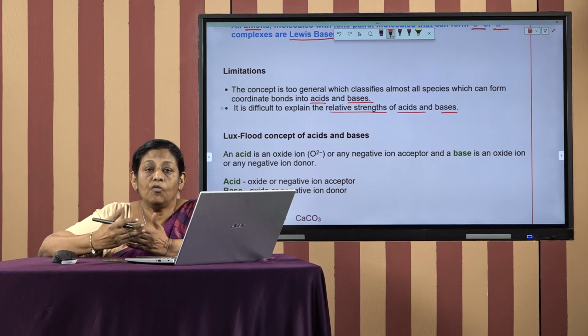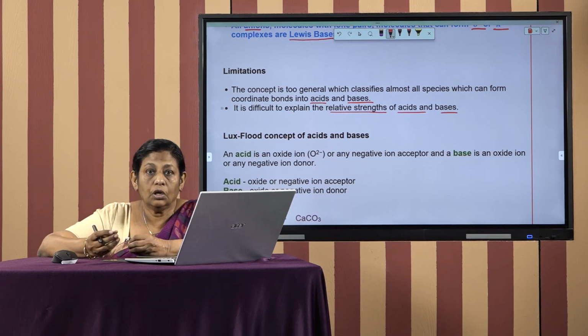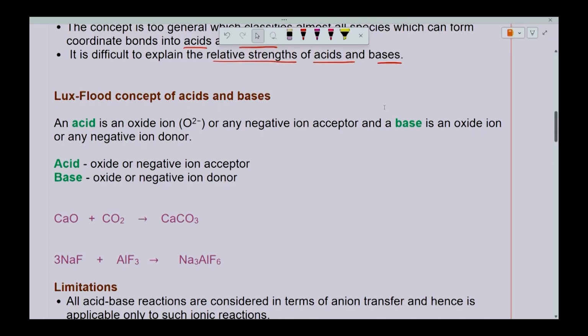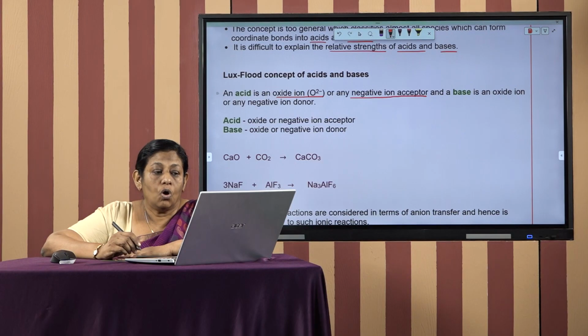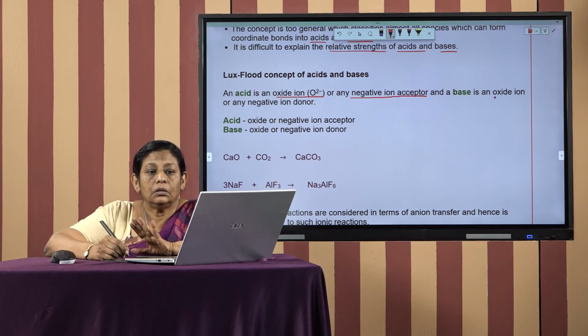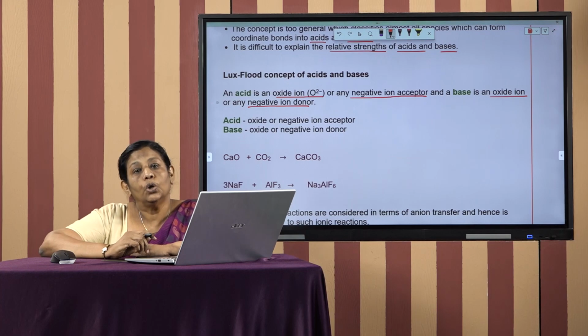We can't compare how far it is acidic or how far it is basic, or say whether it is more acidic or more basic on this basis. So, we have another concept now, which is known as the Lux-Flood concept of acids and bases. In this, an acid is considered as an oxide ion or negative ion acceptor, while a base will be the reverse of that, an oxide ion or a negative ion donor.